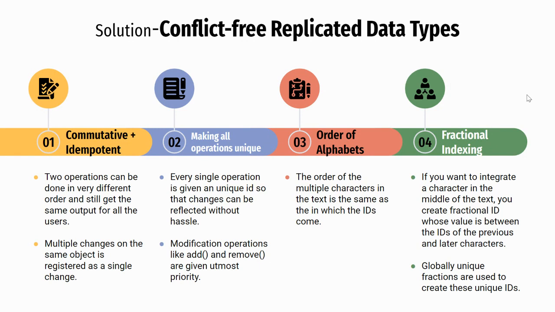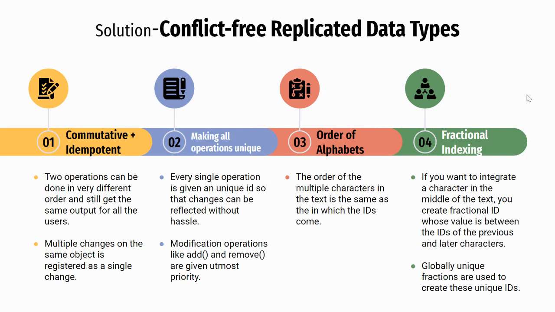The third one is order of alphabets. The order of multiple characters in the text is the same order in which the IDs come. So the final thing is fractional indexing and globally unique fractions. What are these? Let's assume there are two different characters with two unique IDs, and you want to insert a character in between. As we said, in the order of alphabets, the IDs will be sequential. Now, how can you insert in between that?